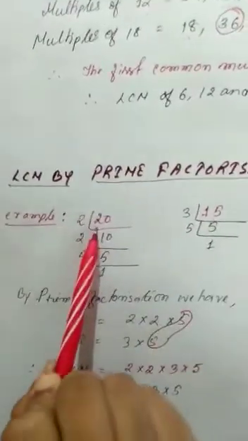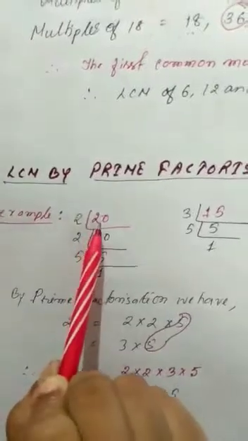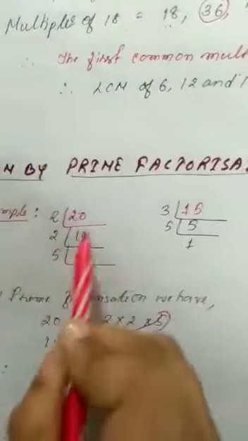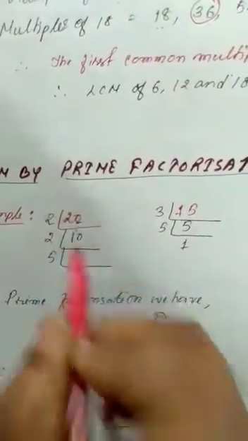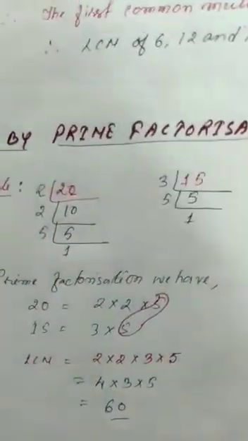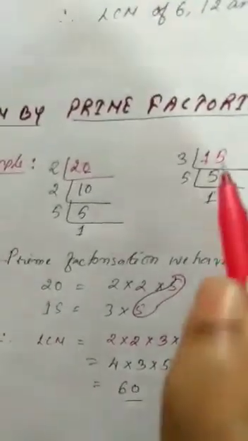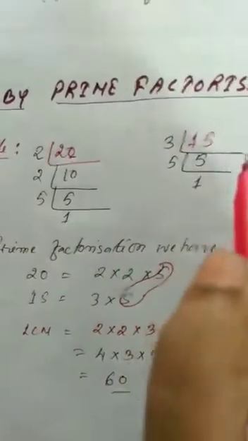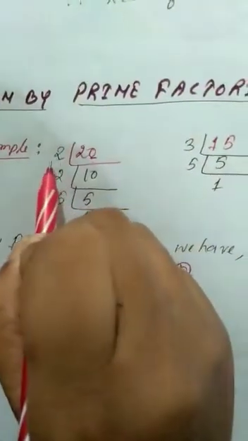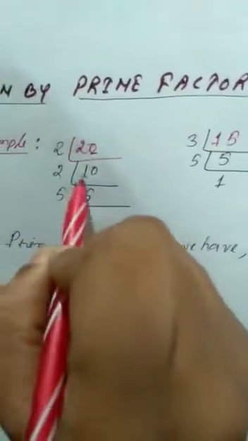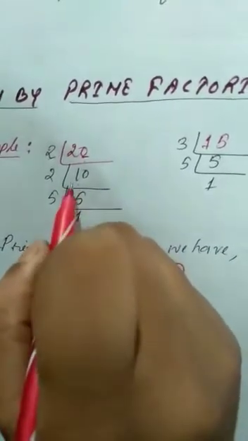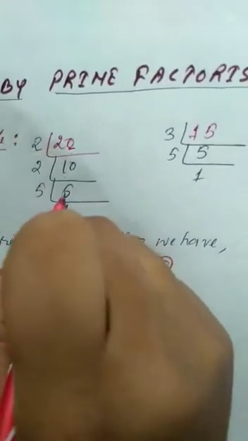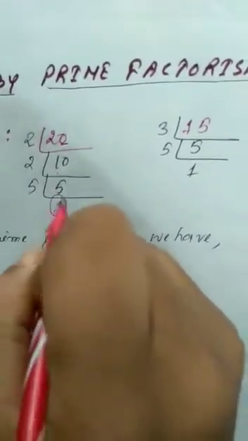Okay, so here I have taken two numbers, 20 and 15. For 20, by the test of divisibility, it will be divided by 2, and as we have to start the division process with the least prime number, 2 is the least prime number, so we'll divide it by 2, and 20 divided by 2 will give 10 as a quotient. Now 10 divided by 2, we'll get 5, and 5 divided by 5, the quotient is 1.